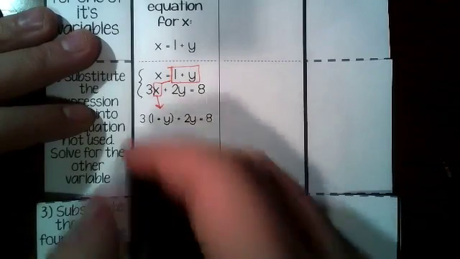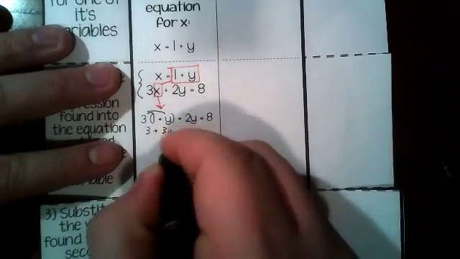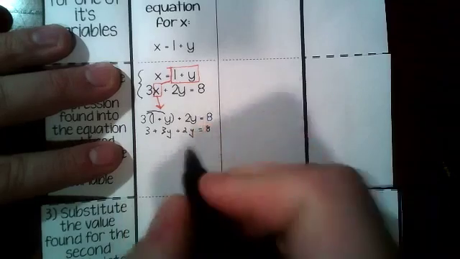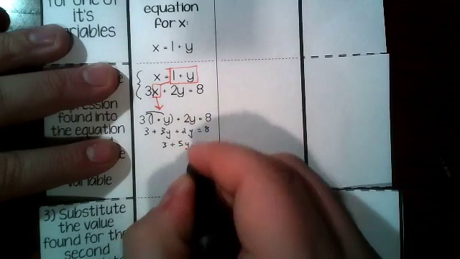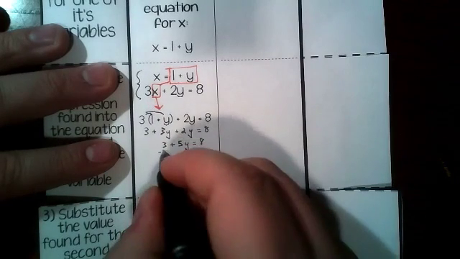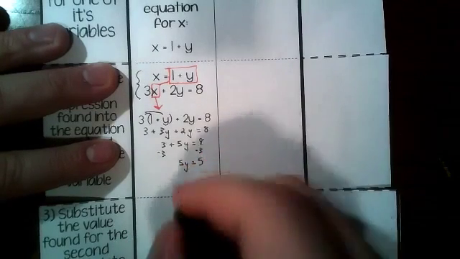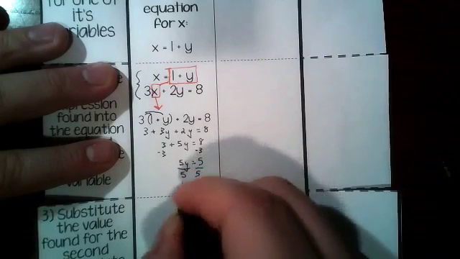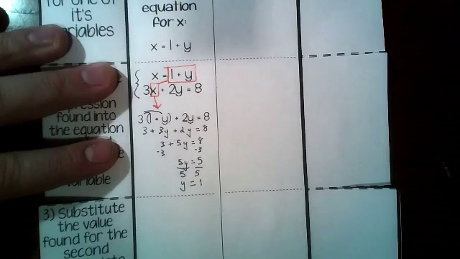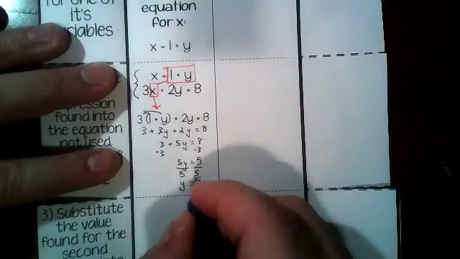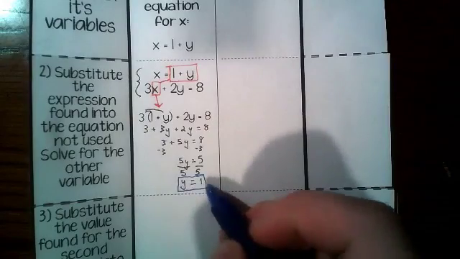So we distribute: 3 plus 3y plus 2y equals 8. Combine like terms. 3 plus 5y equals 8. Subtract 3 from both sides. 5y equals 5. Divide by 5. y equals 1. So we just solved for y as a number. Right, and that's the point. We want to solve for the variable as a number. So y equals 1.